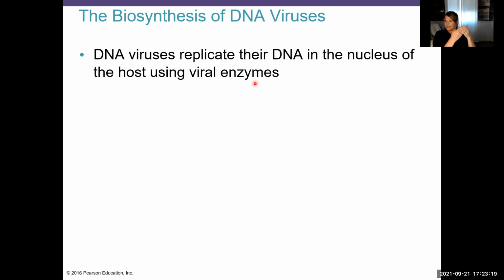If it's going to be replicated, then there must be a DNA polymerase involved, right? If it's going to be transcribed, then there must be an RNA polymerase involved to make RNA, and the RNA will then need a ribosome to make the proteins. Okay, so it's the same stuff I've already taught you. It's just that it's the DNA virus that is taken over to do that.